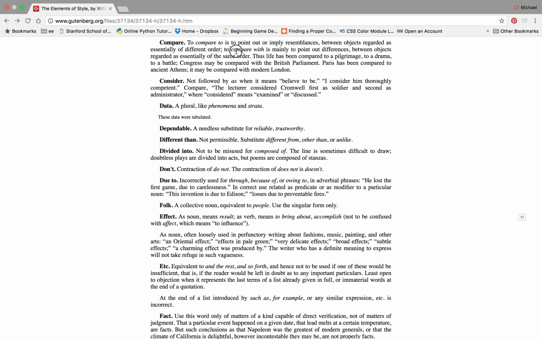Compared with is mainly to point out differences between objects regarded as essentially of the same order. So they're going to be similar in terms of quote unquote order. So they're a similar type of family, etc. But they're pointing out differences. So compared with this, you're sort of sitting with something on the couch, but they're different. They're in different places. So you're pointing out the differences. Congress may be compared with the British Parliament. Paris may be compared with modern London.